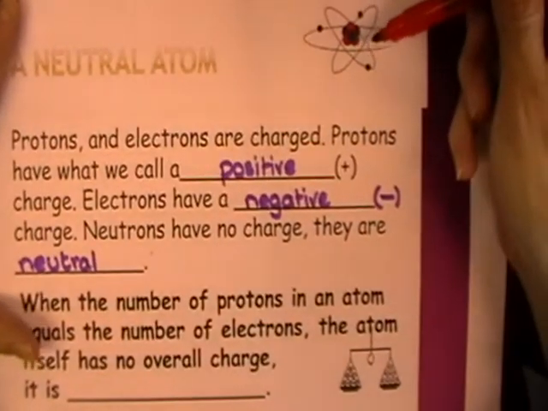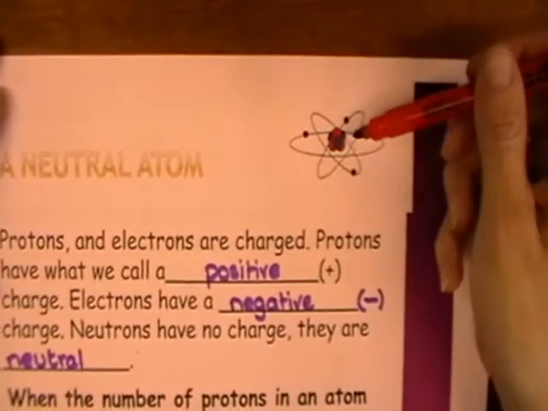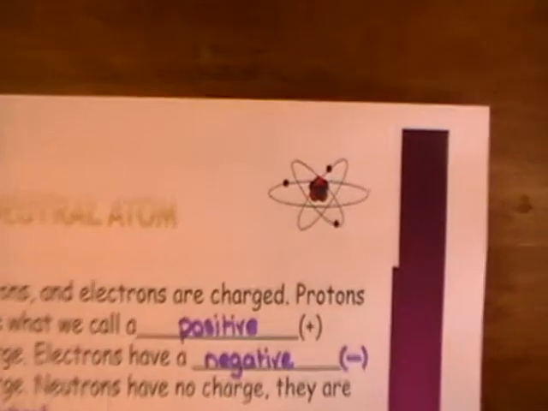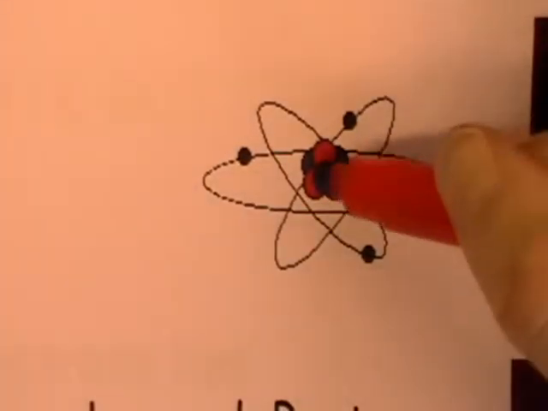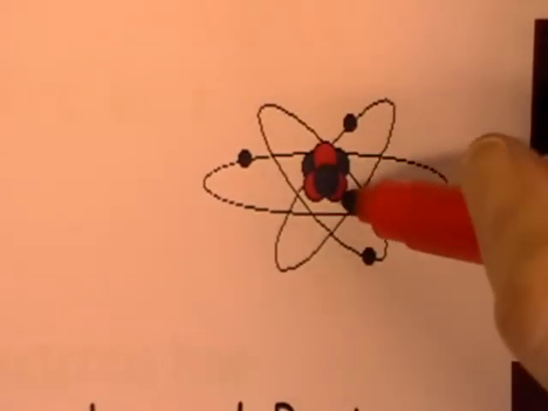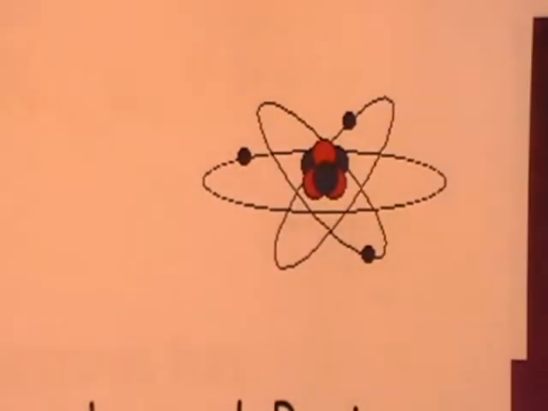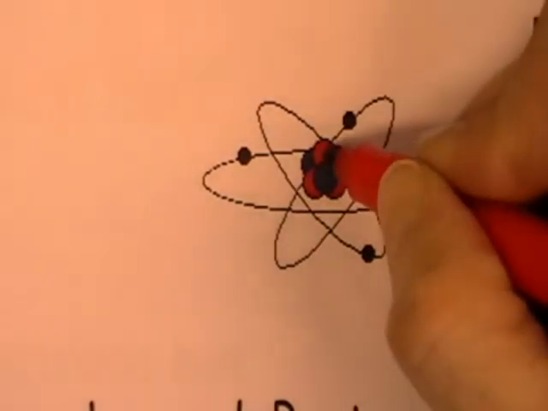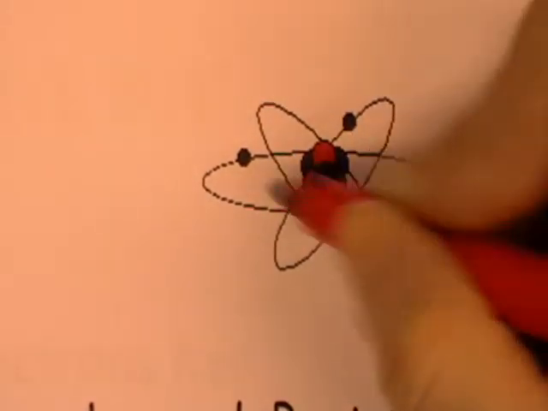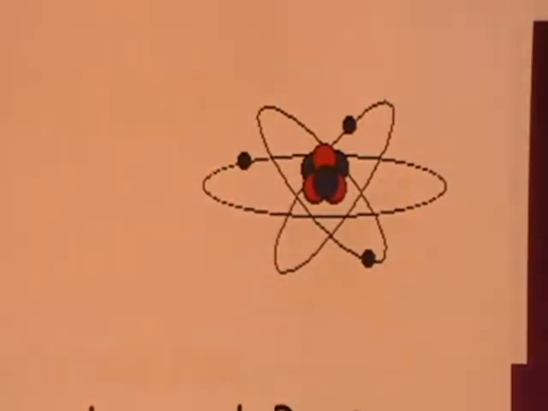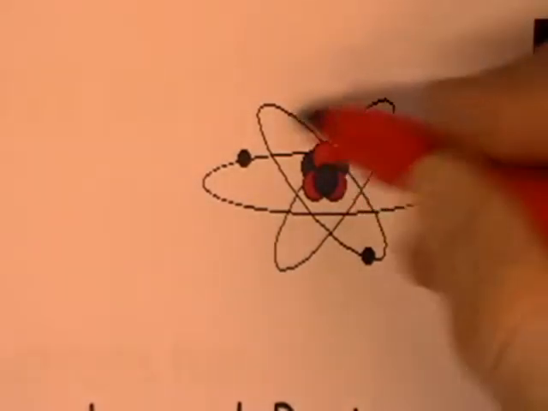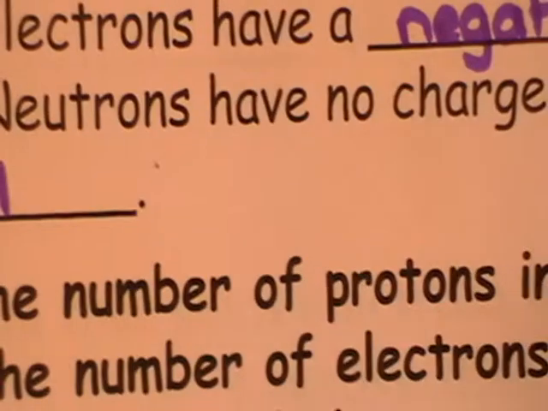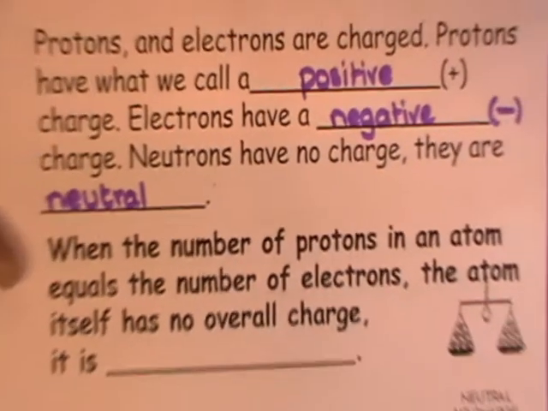Now, if you have the same number of protons and electrons, I'll just scan in this picture a wee second. So if the red things there are the protons, you've got 1, 2, 3 protons and 1, 2, 3 electrons. And that means you've got 3 positive charges and 3 negative charges, and they balance each other out. And so we say that that is a neutral atom because the positive charges balance out the number of negative charges.